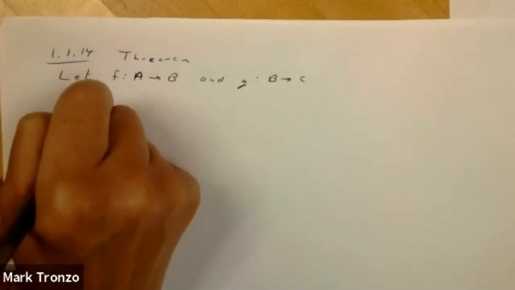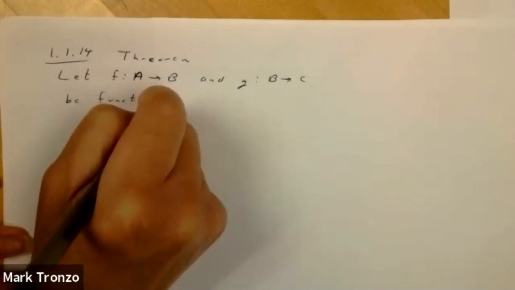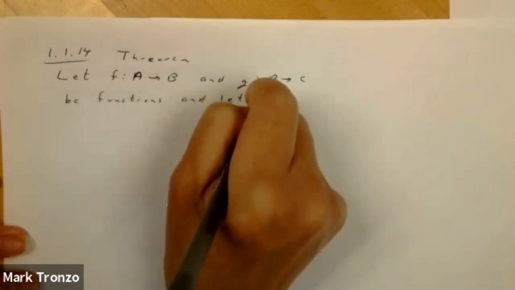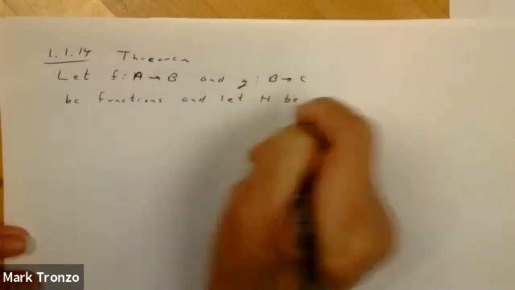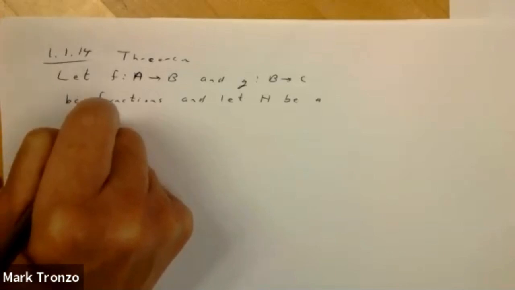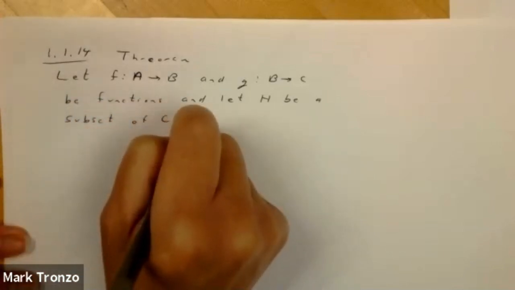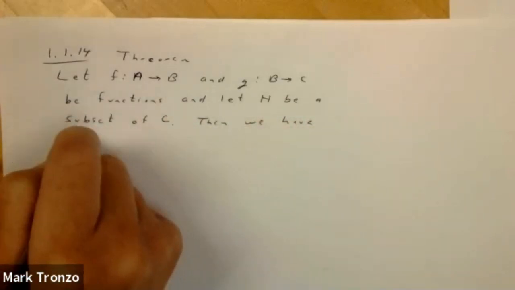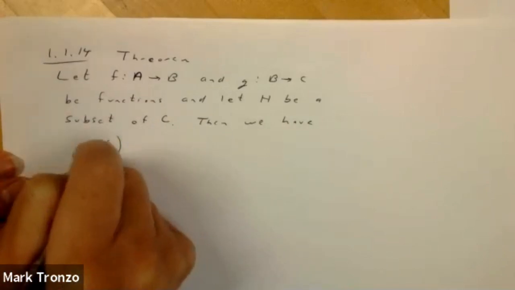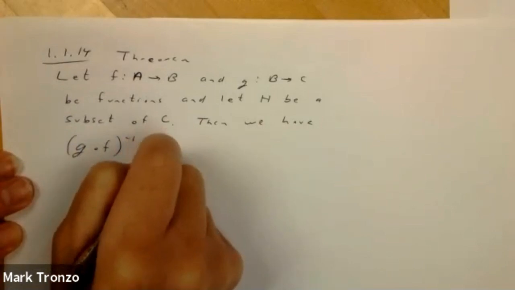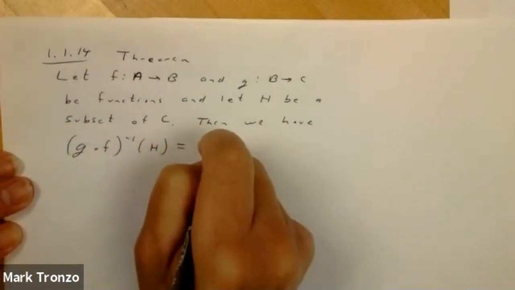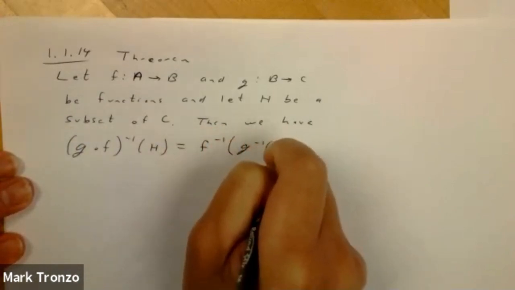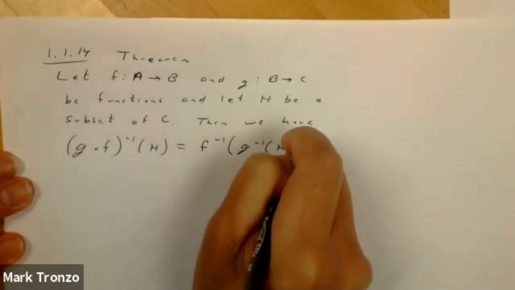Let those be functions. And let H be a subset, then we have (G circle F) inverse of H is equal to F inverse of G inverse of H. It's this.